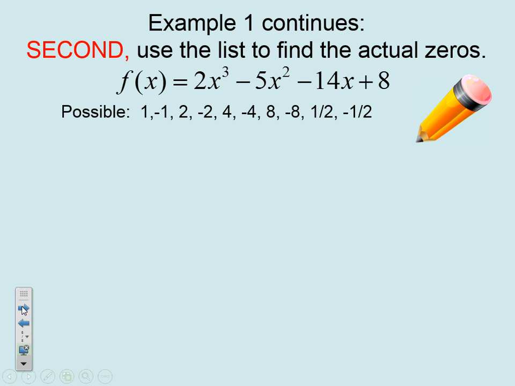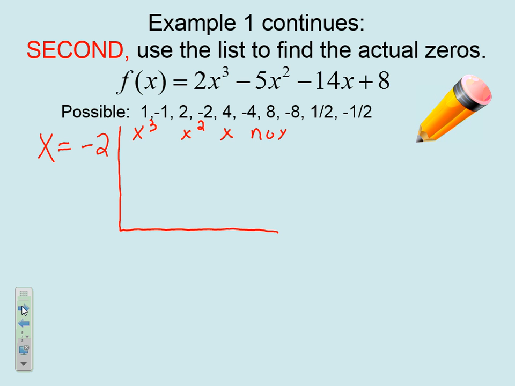Now to continue on with example number 1, what we have to do now is start taking educated guesses. We know what our possible zeros are, now we have to find one that works. So we're just going to pick some guess. I'm going to start with x equals negative 2. So I'm going to put in negative 2 here for my x equals, and then fill this out just like I had before. So I have my x cubed, x squared, x, and the constant, and then I plug in what I know. In front of my x cubed is 2, in front of my x squared is negative 5. I have negative 14 and 8.